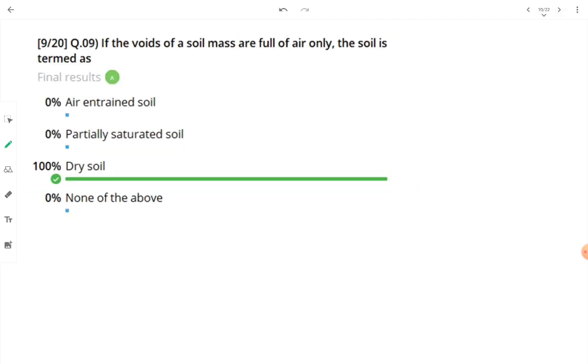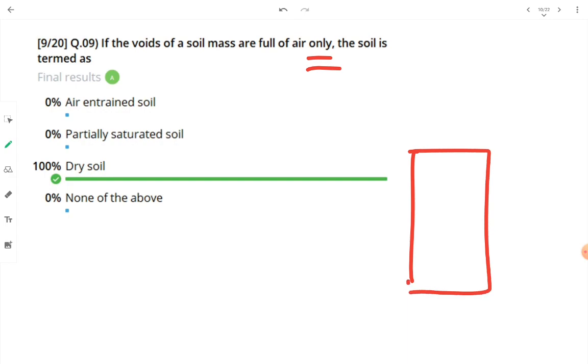If the voids of a soil mass are full of air only, focus on the word only, the soil is termed as dry soil. Let's say this is the soil sample we are talking about, and this is the soil solid and this is only air, no liquid, nothing is there.